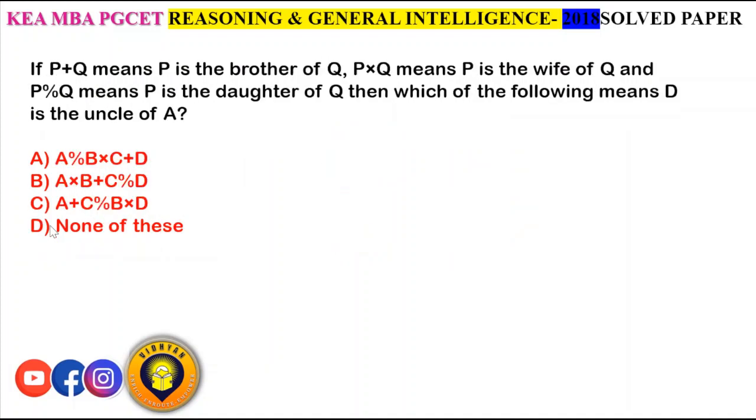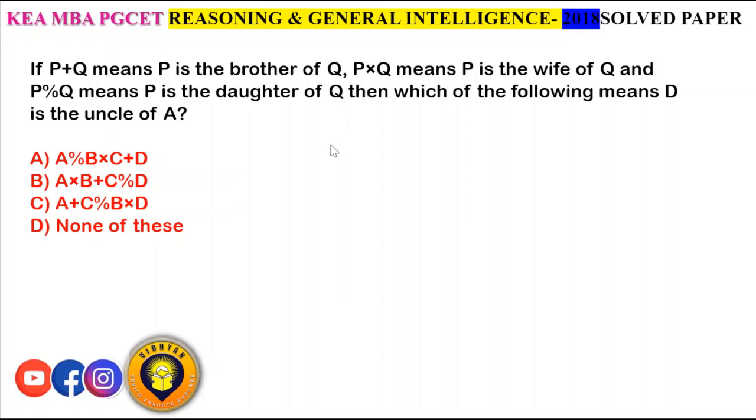Next one. If P plus Q means P is the brother of Q, P into Q means P is the wife of Q, and P percentage Q means P is the daughter of Q, then which of the following means D is the uncle of A? Okay, right, let us see through the options here. First option says what?